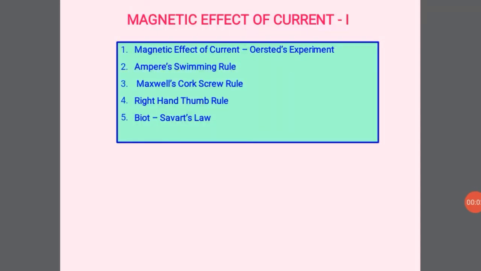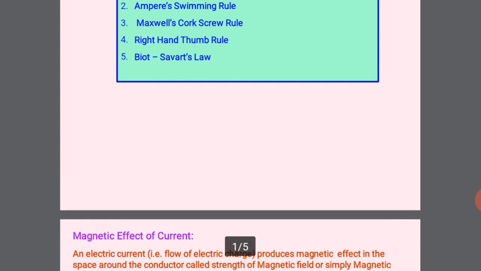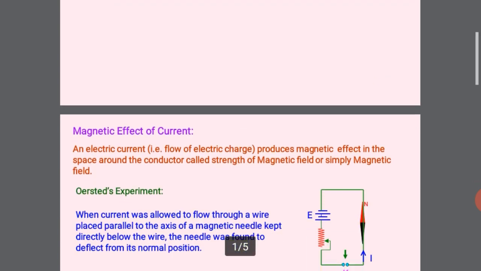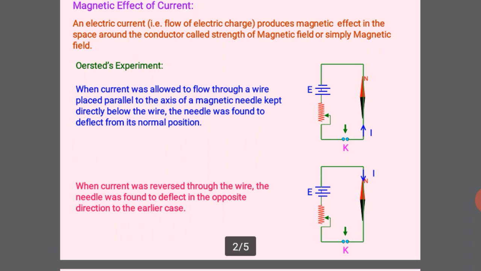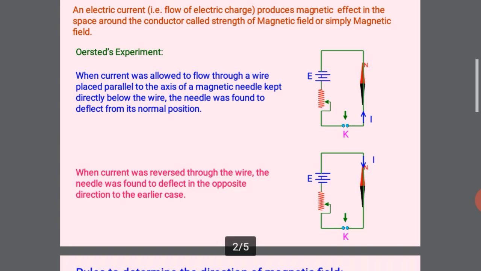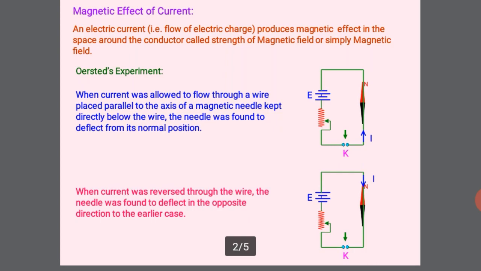Morning students, today I am going to discuss the magnetic effects of current, in which first I am going to discuss the Oersted experiment. Oersted in 1820 found experimentally that a magnetic field is established around a current carrying conductor, just as it occurs around a magnet. His experiment is shown in figure.